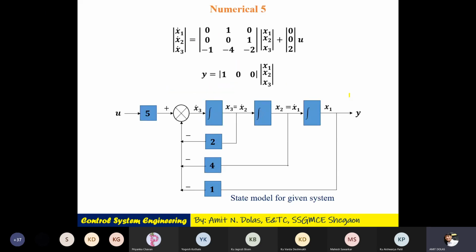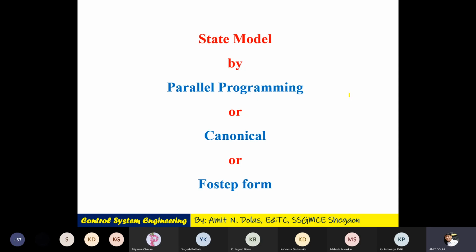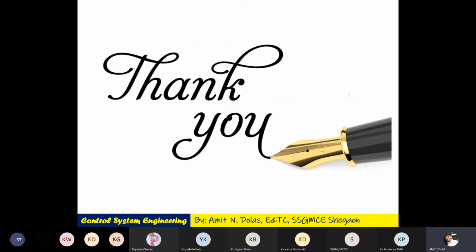So here is all about the state space model. There are some more methodologies as in the syllabus: parallel programming, canonical form, first-if form, then observability, controllability. That we'll see in the next lecture. We'll end this lecture with this slide.